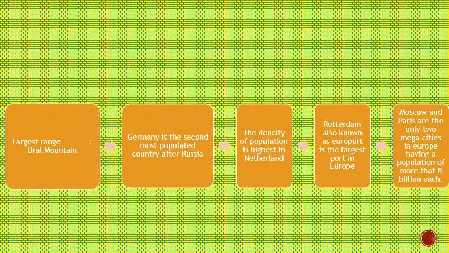Coming to the largest range, the Ural Mountains is the largest, and Germany is the most populated country after Russia. The density of population is more in the Netherlands, and Rotterdam, which is in shipping, is one of the major ports in Europe. Moscow and Paris are the only two megacities in Europe having a population of more than 8 million each.